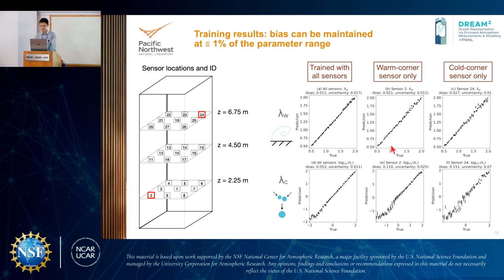So we also want to see whether we can do this with just one sensor. We test sensor Q, which is at the warm corner, and sensor 24, which is at the cold corner. And we show that this is also doable. The result is still very reasonable, very good. So this means that when the chamber is finished, we can use the same approach, the same workflow, to map the scaling coefficients for wall flux and for collision kernels. And then we can understand how much we underestimated or overestimated the wall flux and collision coalescence in our previous work.